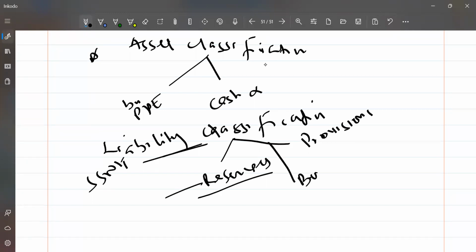We have borrowings. You know borrowings, like loans, they are all liabilities. So basically, ladies and gentlemen, that is how we classify items under the chart of accounts. Is that clear?